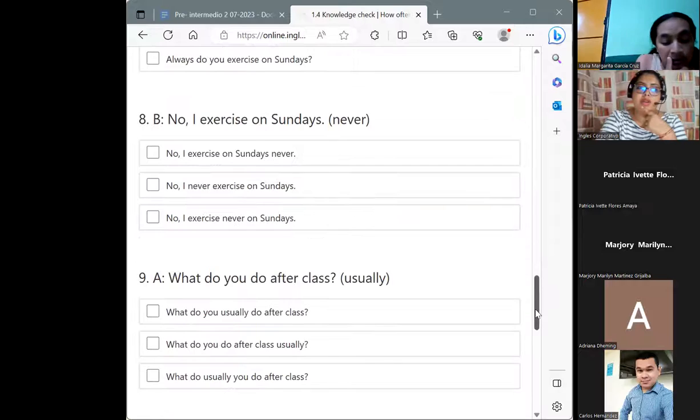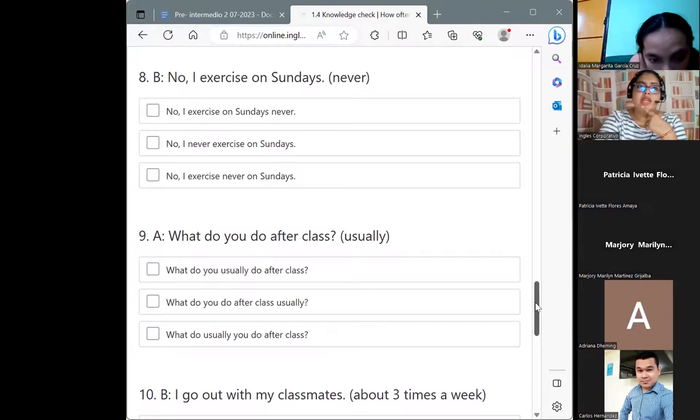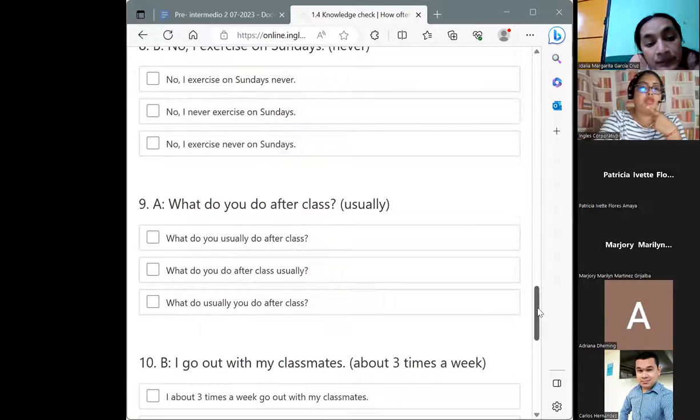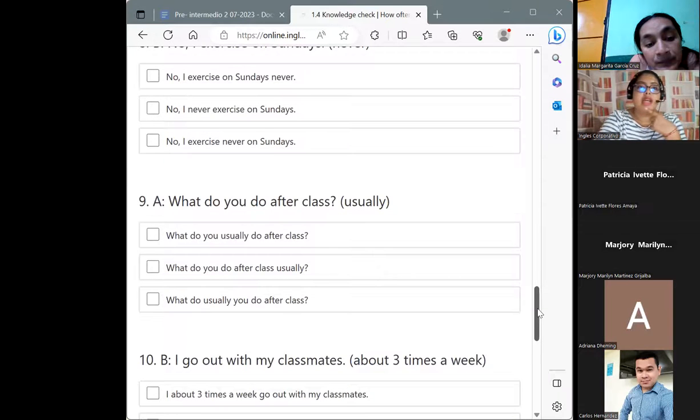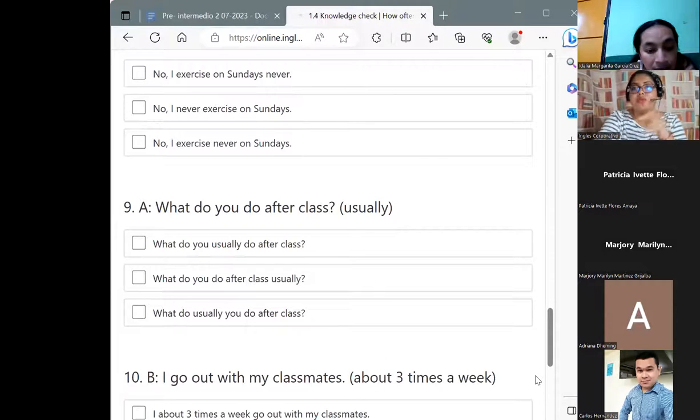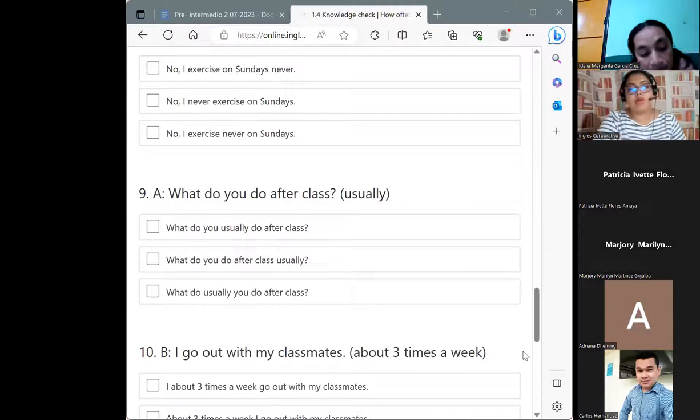Okay, and we're going to finish with these three. No, I exercise on Sundays, and we have the word never. And then we have, what do you do after class? And we have the word usually. And in the last one, we have, I go out with my classmates about three times a week. So to finish it, we are going to complete this. Don't think too much. So we have 2 minutes to complete this one.